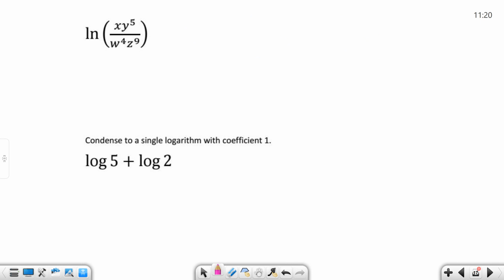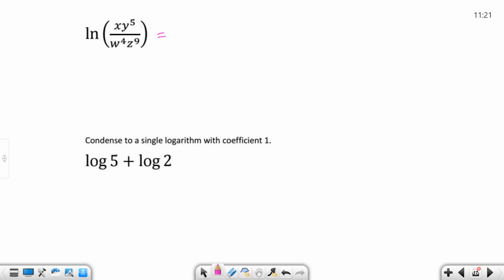So let's look at this one: ln of x, y to the fifth, over w to the fourth, z to the ninth. Let's see how many things I have. I have 1, 2, 3, 4. And it's important to know that because what is the fifth power associated with here? Is the fifth power on the x or the y or both? It's just on the y. The y is the only thing raised to the fifth power. The x does not have an exponent.